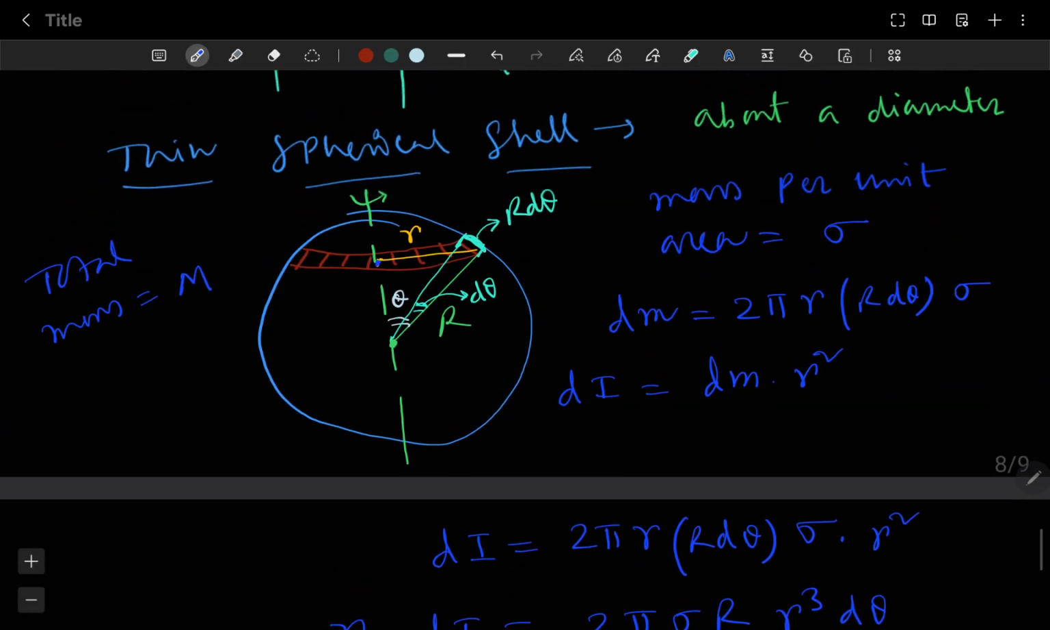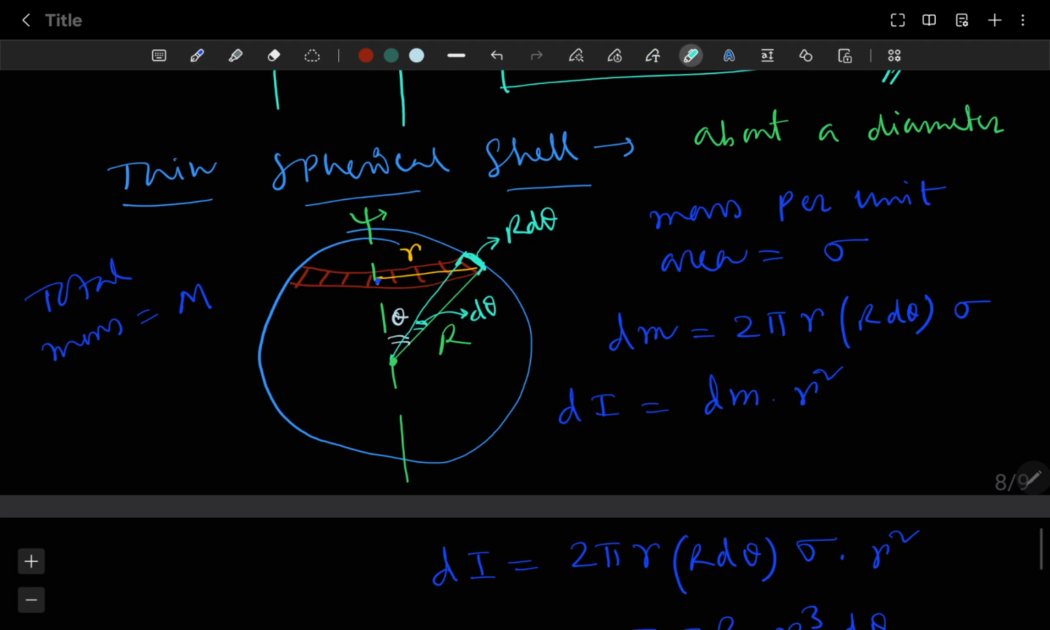Now from this triangle, what is r? Sin theta is small r by capital R, right?